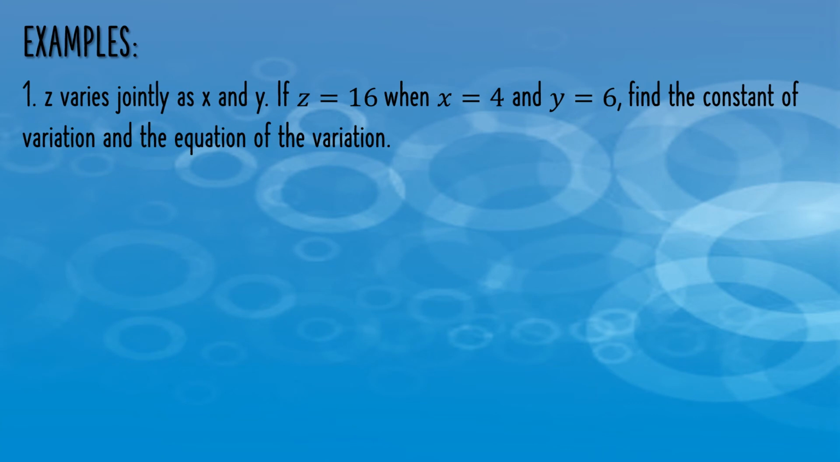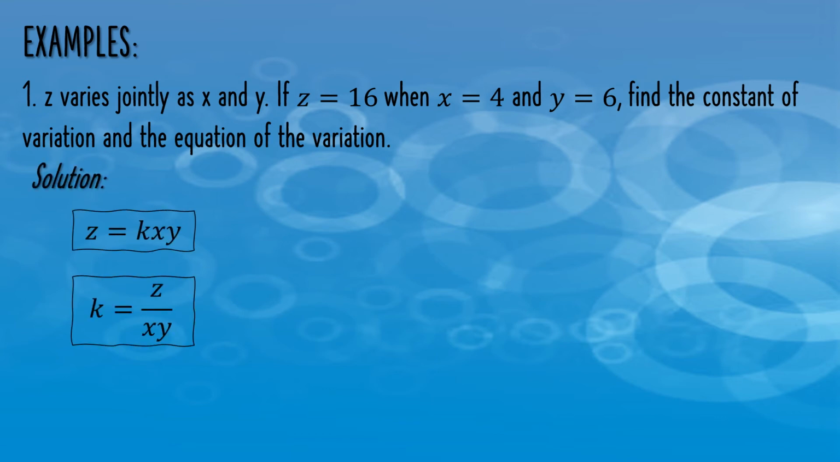So let us now have the first example for the joint variation. Z varies jointly as x and y. If z is equal to 16, when x is equal to 4 and y is equal to 6, find the constant of variation and the equation of the variation. So for the solution, let us recall the two formulas. And then again, hanapin natin yung value of k or the constant of variation.